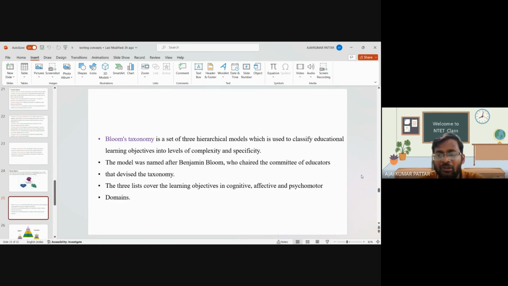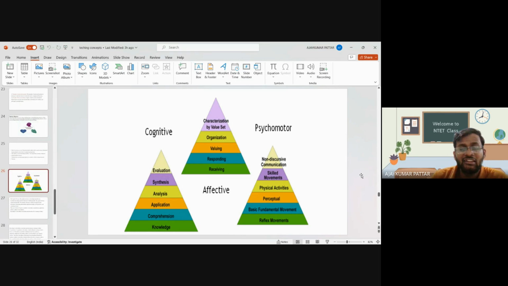Who chaired the committees of educators that advised taxonomy? Learning objectives three list में होता है. For example, cognitive domain, affective domain and psychomotor domain. So in this concept, Benjamin Bloom के according क्या है, three domains होता है. Whatever outcomes will come, that will affect the three domains. For example, cognitive domain में क्या होता है, knowledge, comprehension, application, analysis, synthesis, evaluation.